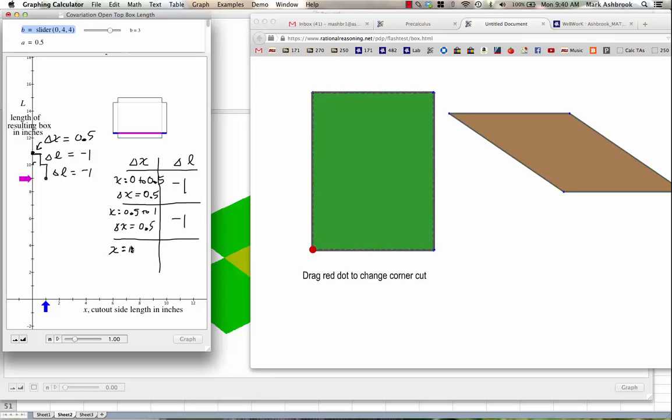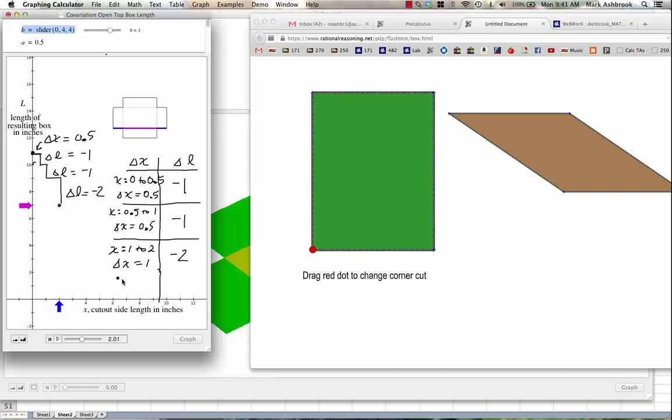All right, let's do X from 1 to 2. So what's our delta X? 1. Here we go, ready? So we're going to go from 1 to 2. Watch it. Here we go. 1, 2. So our delta X was +1. Delta L: now I'm taking 1 off each side, so the length of the box goes down by 2.